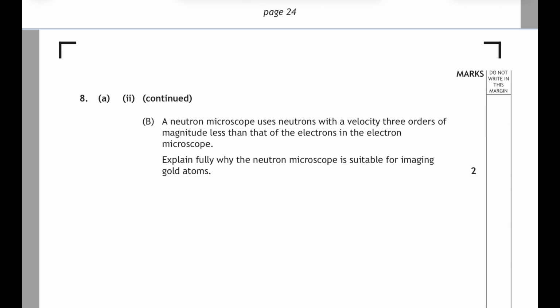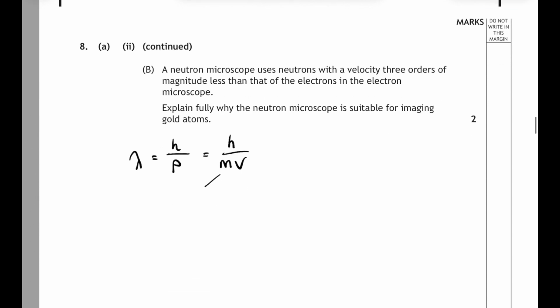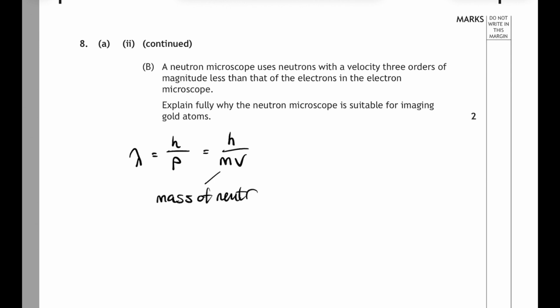Okay, 8A part 2, part B. A neutron microscope uses neutrons with a velocity 3 orders of magnitude less than that of the electrons in the electron microscope. Explain fully why the neutron microscope is suitable for imaging gold atoms. Well, we could do another calculation here, using this time the mass of the neutron. And the mass of the neutron you'll get on your datasheet is 1.675 times 10 to the minus 27 kilograms.